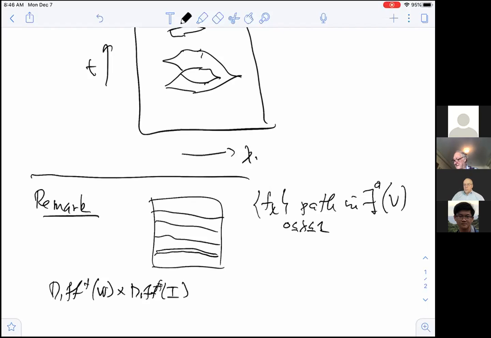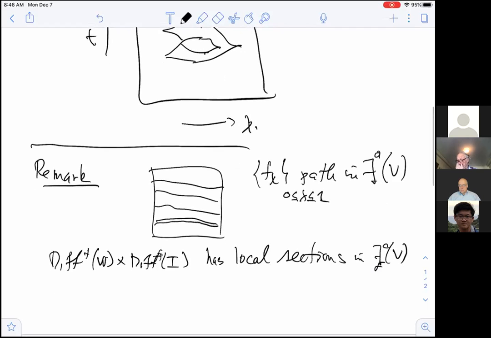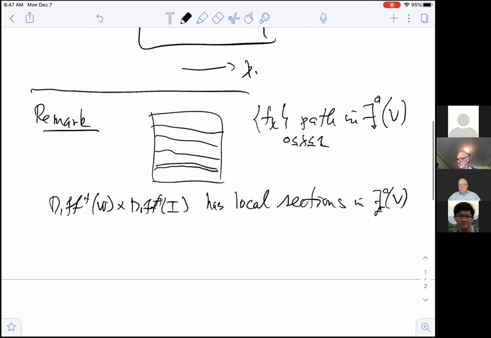That has local sections in f naught of v. So this group of diffeomorphisms acts preserving this open subset f naught of v, and given any point in f naught of v, there's a small open set that can be lifted back to the diffeomorphisms.